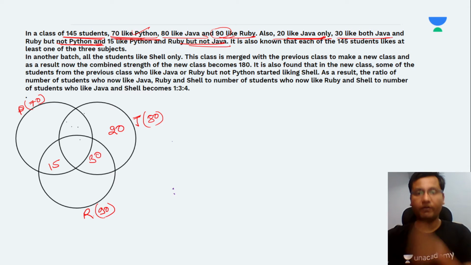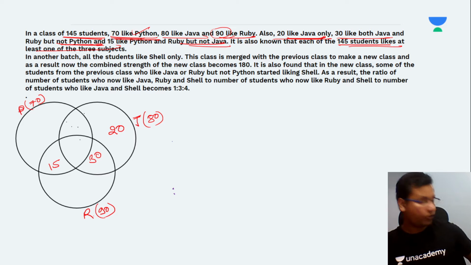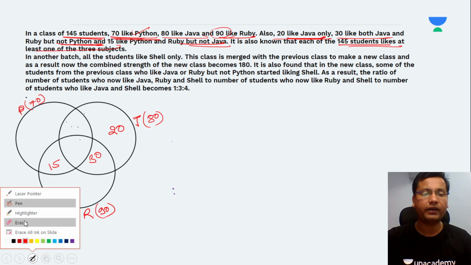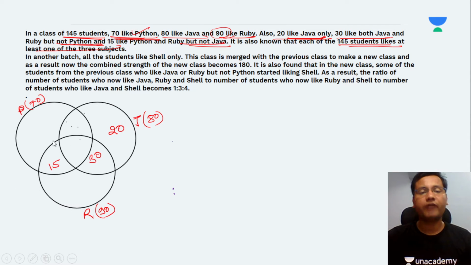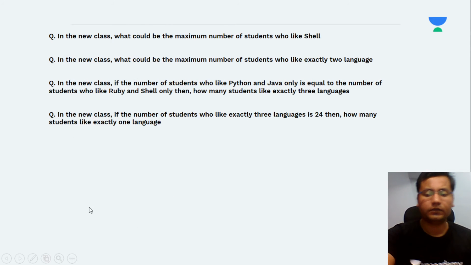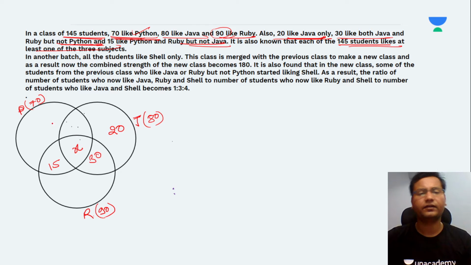Now it is also known that each of the 145 students likes at least one of the three subjects. That means there is no one outside of the circle, no one is outside of the Venn diagram. Now, we are given very little data to fill this. So how will we fill this? Let's suppose I put this as x, and this as y.